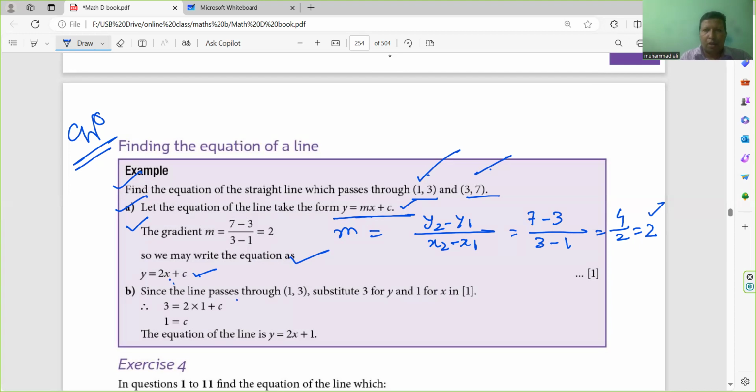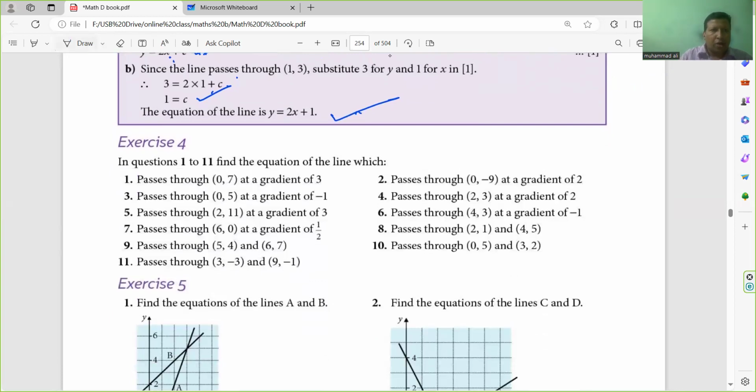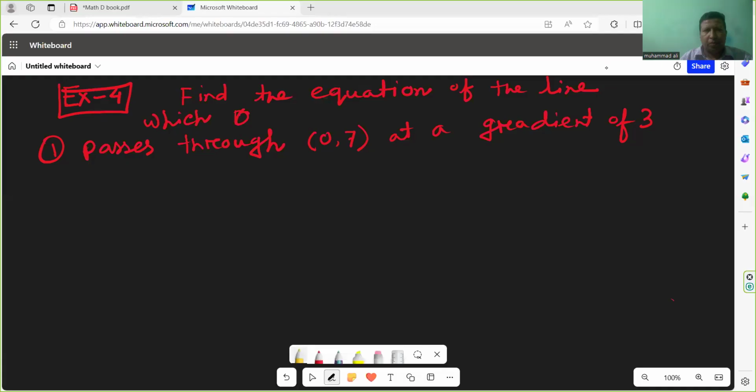So if I put (1, 3), x value 1, y value 3, we get the c value. After that, we put the c value in, so we get the equation of the straight line. I think everybody understands this maths. From here, we try to do two maths from exercise 4.